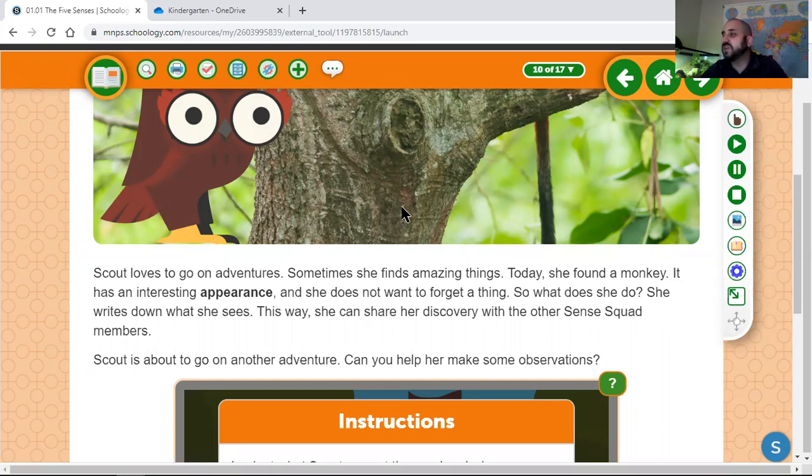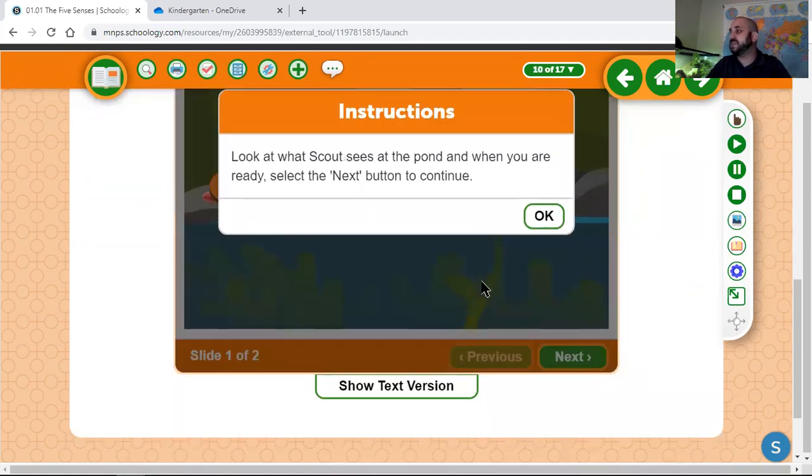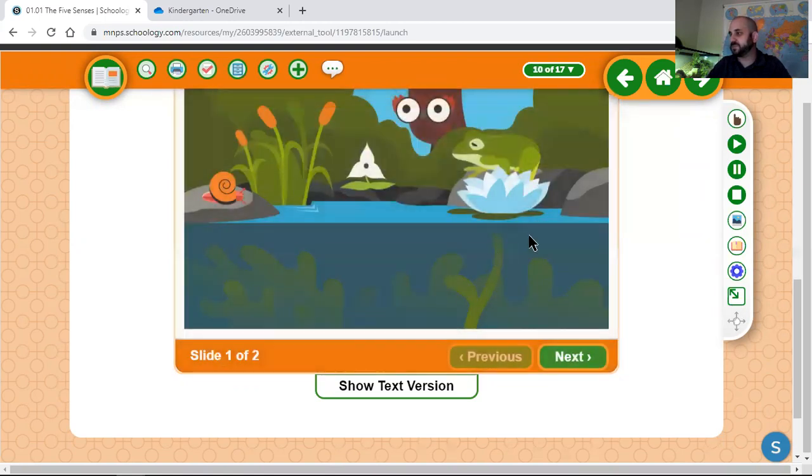And she does not want to forget a thing. So what does she do? She writes down what she sees. This way, she can share her discovery with the other Sense Squad members. Scout is about to go on another adventure. Can you help her make some observations? Look at what Scout sees at the pond, and when you are ready, click the next button to continue.